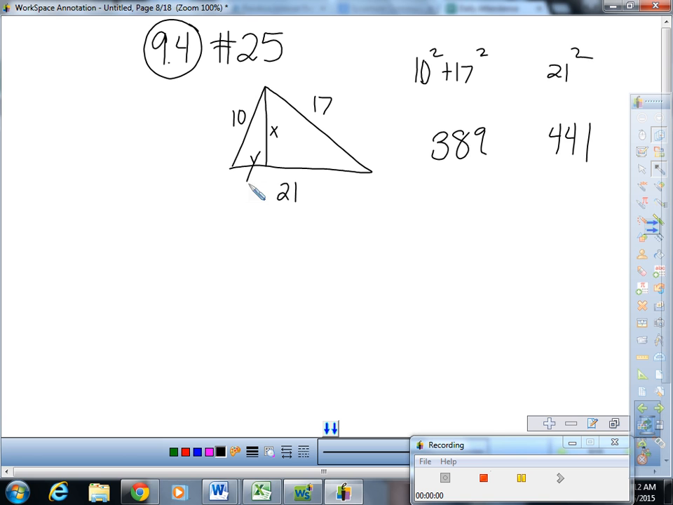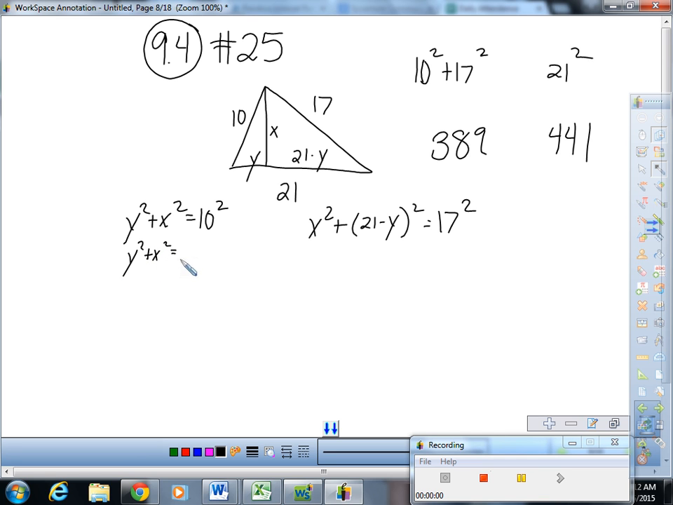Call that y. So what's this? And now where are we going? System of equations. Y squared plus x squared is 10 squared. And x squared plus 21 minus y squared is 17 squared. Let's clean both of these up, okay? So this one is y squared plus x squared equals 100.